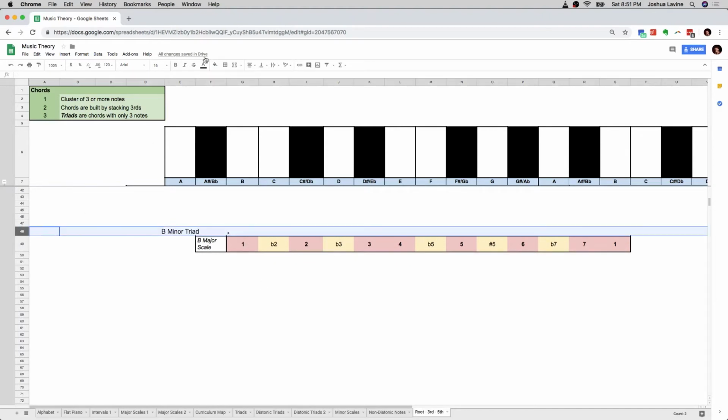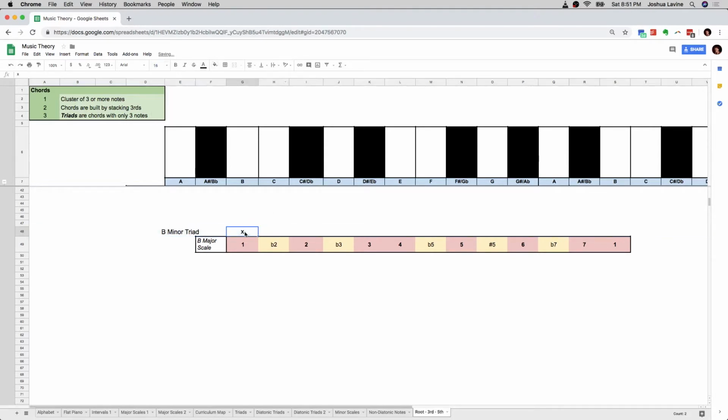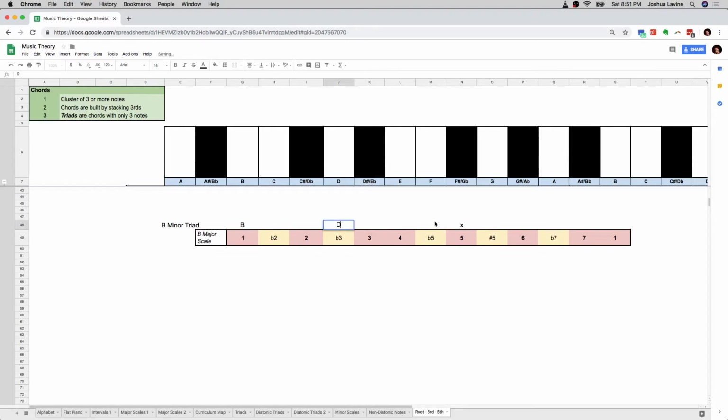Hold on, let me just deal with this font issue real quick. Well, I know it's going to be the 1, the flat 3, and the normal 5. So let's look at those notes. It's going to be a B, a D, and an F sharp. Pretty cool. These are the notes in the B minor triad. And if you just gave me any triad at all, pluck a triad out of thin air, I'm going to be able to use this technique to figure out what the notes are in it very quickly.